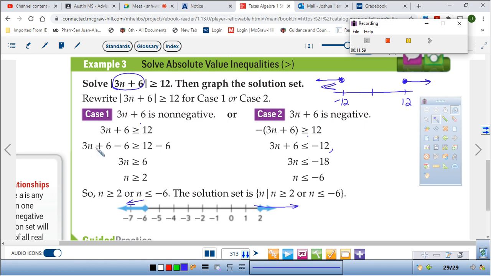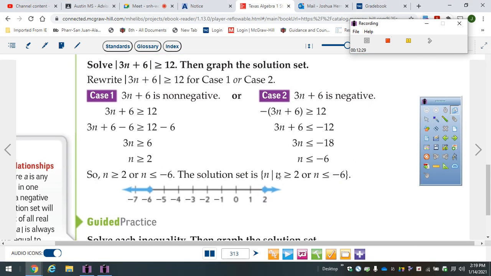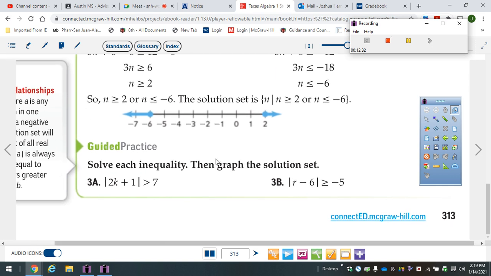Subtract 6, subtract 6. This one, 3n is 6, divided by 3, 2. So from 2, I'm going to the right. Here, the opposite. For going to the left, I'm going to have the stuff that's inside be less than negative 12. Just regular situations. Add 6, divide by 3, and there it is. Final answer would be this, or this right here.